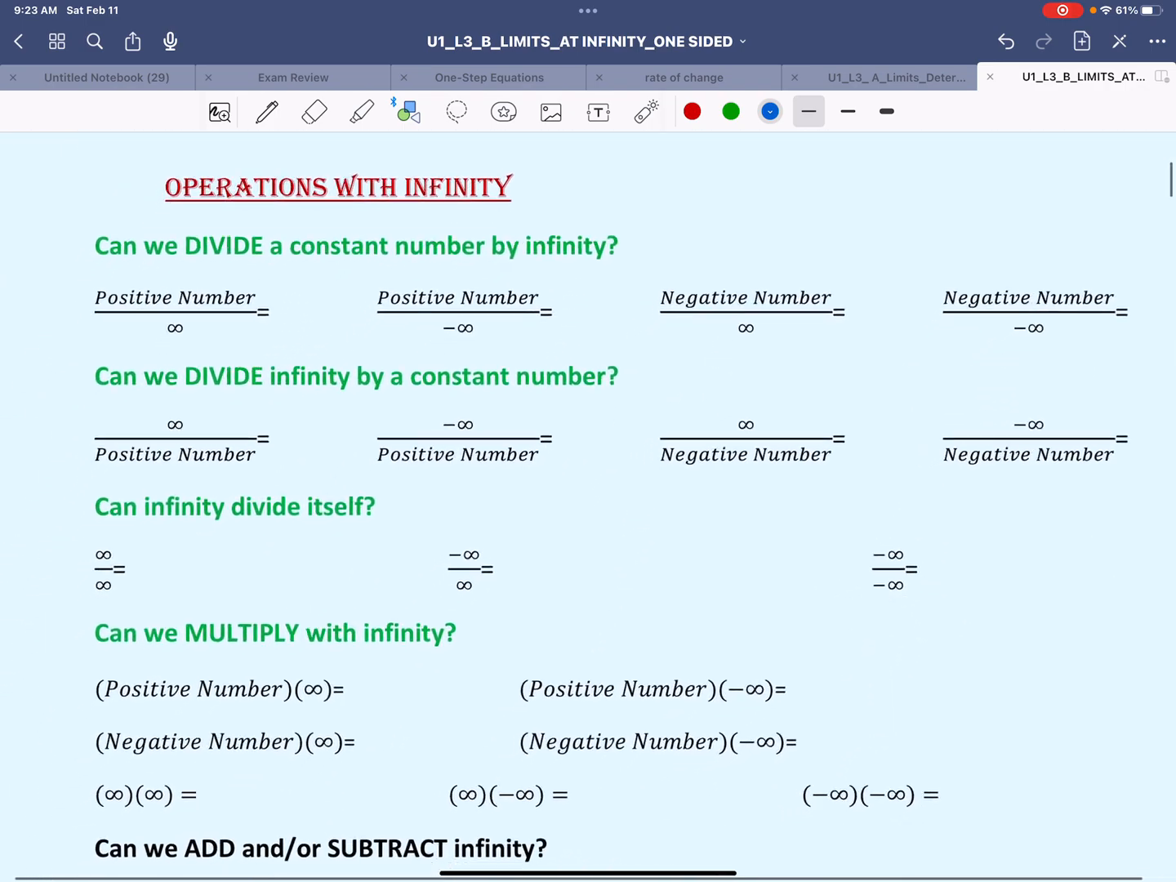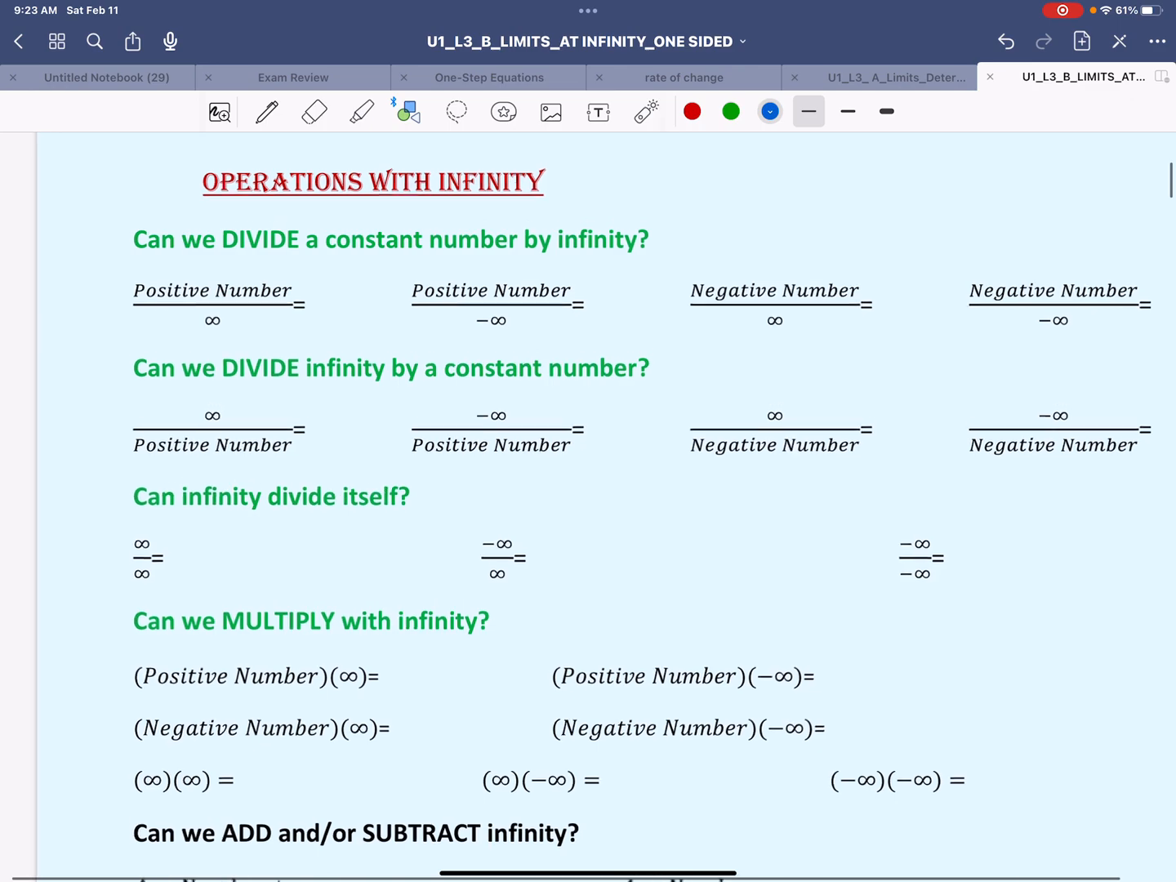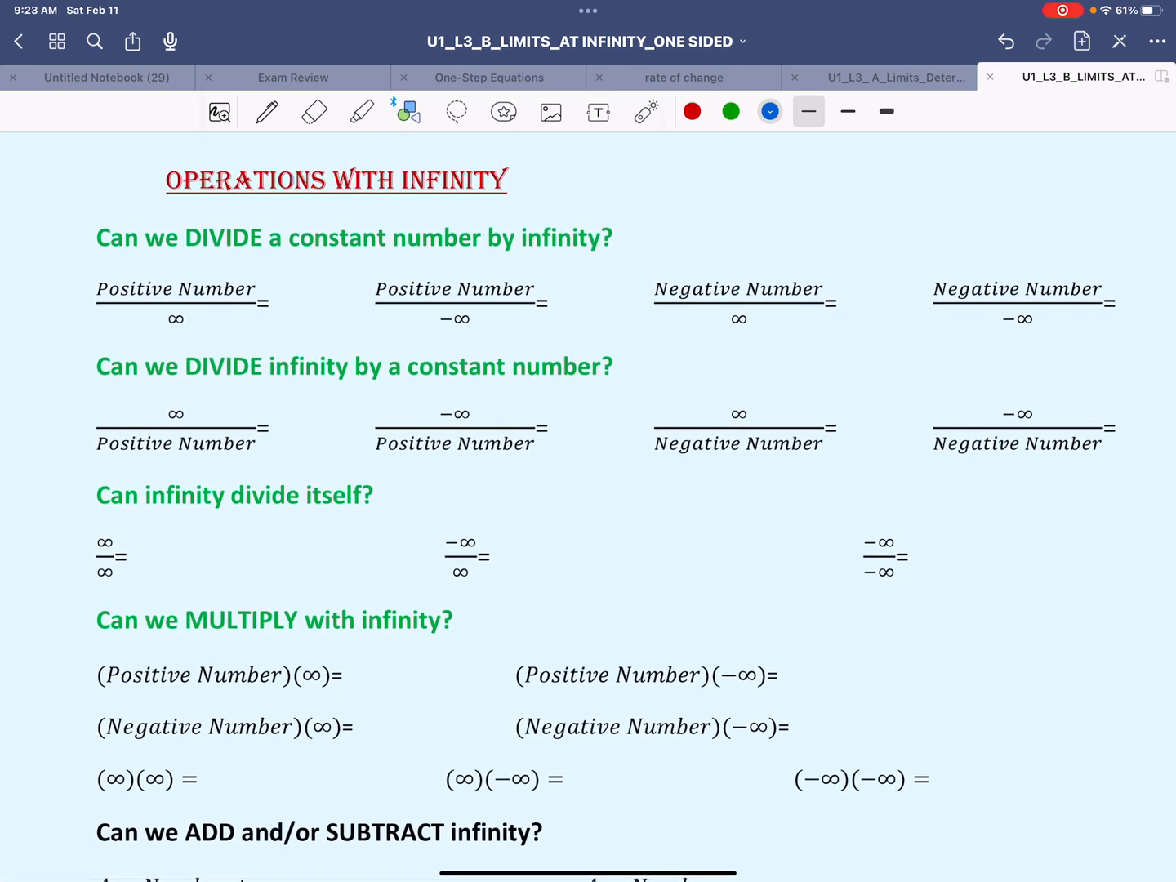So whenever we evaluate a function at infinity, we will have to operate with infinity. And remember that infinity is not really a number, it's an undefined number. It's just a term or a word we use to describe an indescribable number. So when we operate with infinity, we have to be a little bit careful because most of the time we'll be able to estimate and not just evaluate.